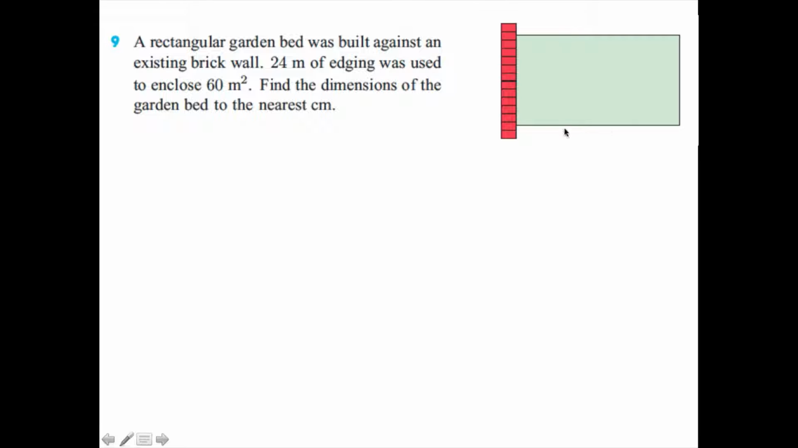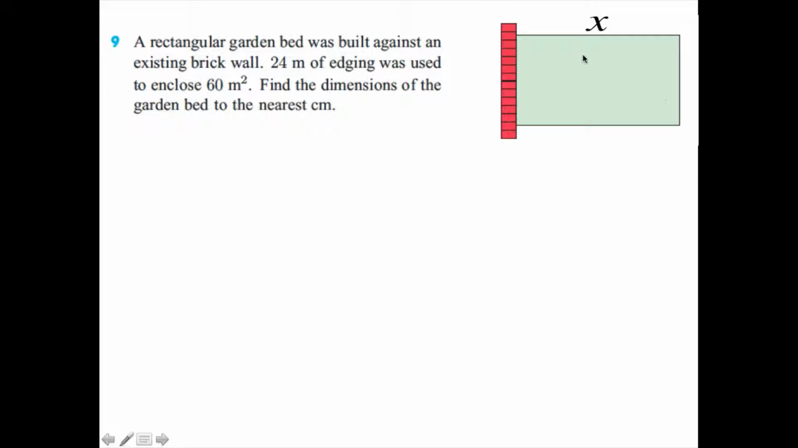To capture this area. So 24 meters were used here along 3 sides, not 4, because there's already a wall there. So 3 sides are 24 meters. And this is 60 meters squared. Find the dimensions of the garden bed. Dimensions means the length by the width. So what is the length and width?